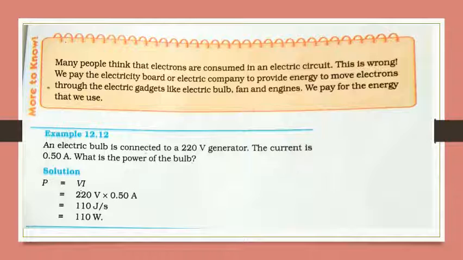Now let's see some examples based on the formula of power. An electric bulb is connected to a 220 volt generator. The current is 0.5 ampere. What is the power of the bulb? P is equal to VI is equal to 220 volt into 0.5 ampere equals 110 joules per second, that is 110 watt.